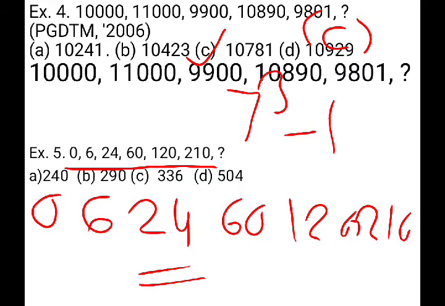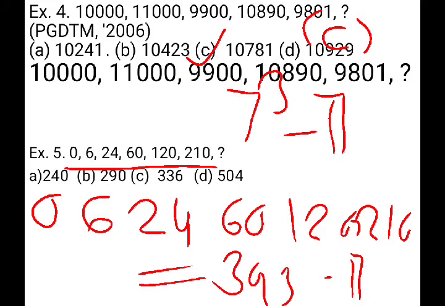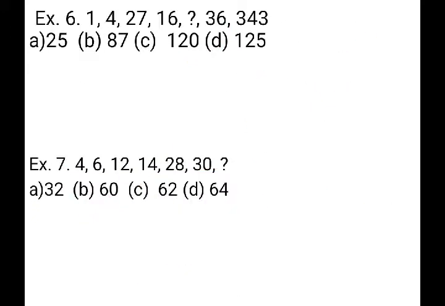7 cube is 343, minus 1 is 342. No, it's 343 minus 7, not 1. 343 minus 7 is 336. Okay, 336. These are the 5 problems we have seen. Now we will look at another 5 examples. Now example 6: 1, 4, 27, 16, and so on. Now this is very easy.